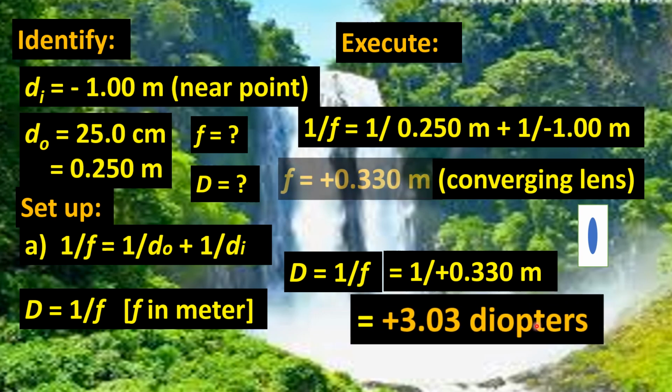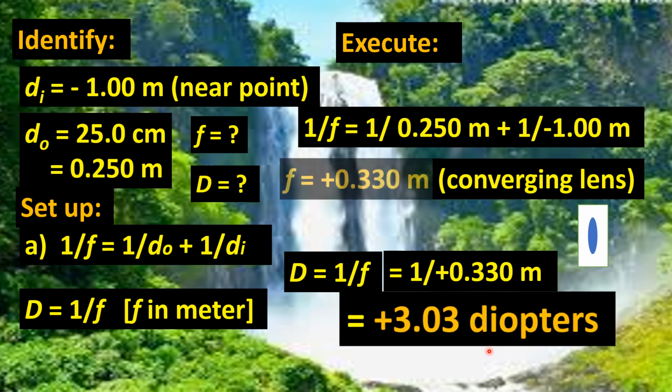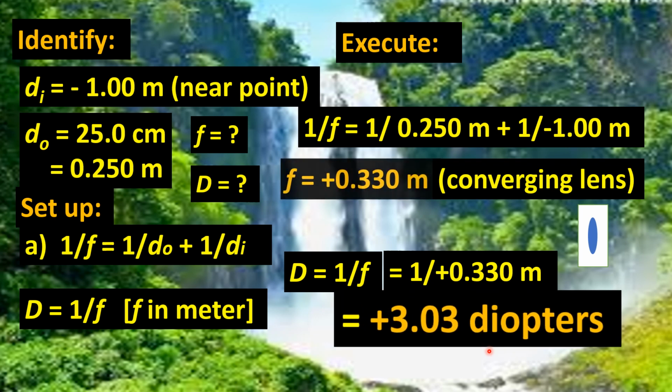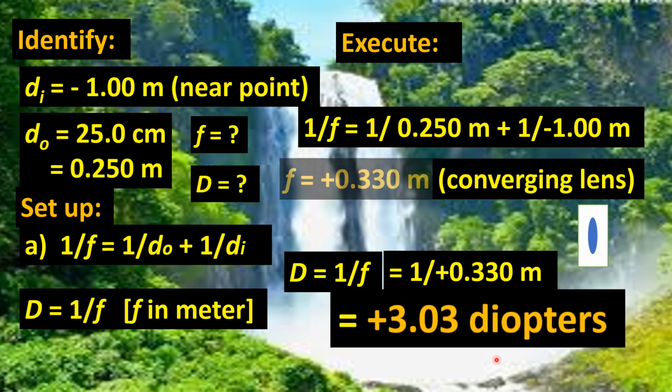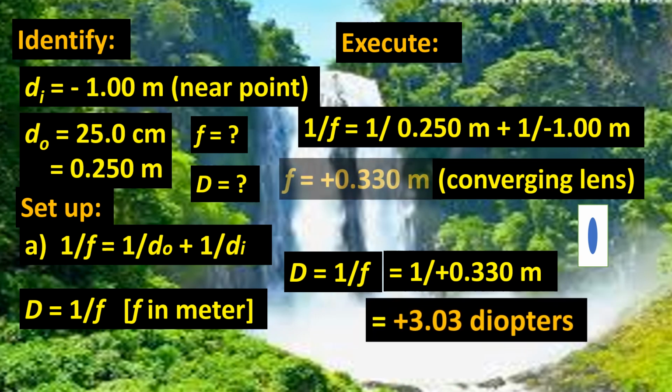All right. So this value for the dioptic power means that your eyeglasses need 3.03 diopters of strength to correct the vision defect, which is hyperopia or farsightedness.